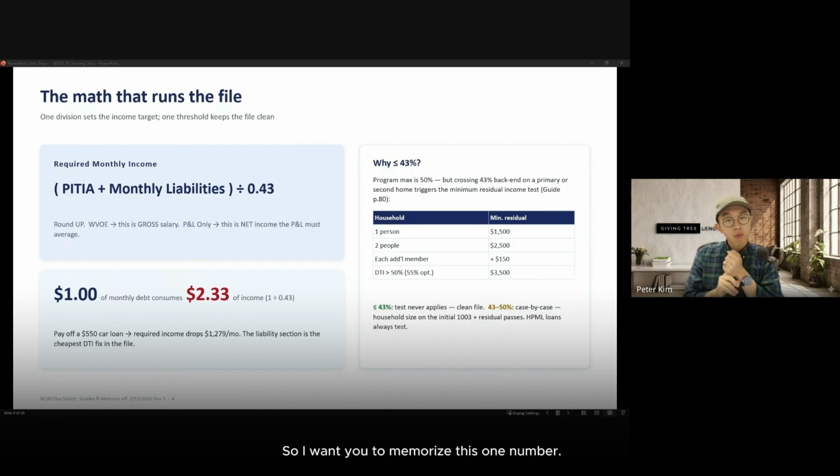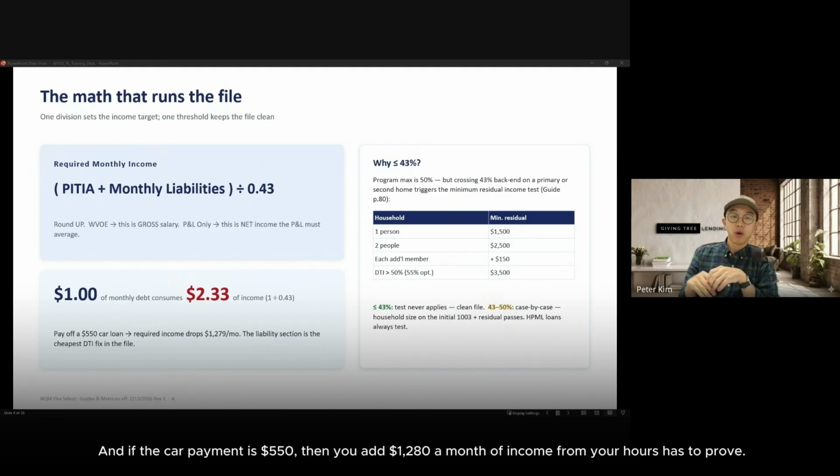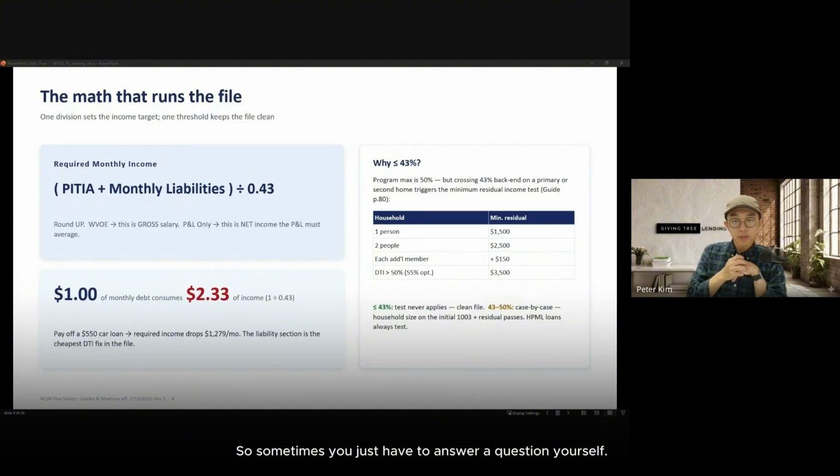I want you to memorize this one number. Every dollar of monthly debt consumes $2.33 of your required income at 43% DTI, right? And if the car payment is $550, then you add $1,280 a month of income your borrowers have to prove.